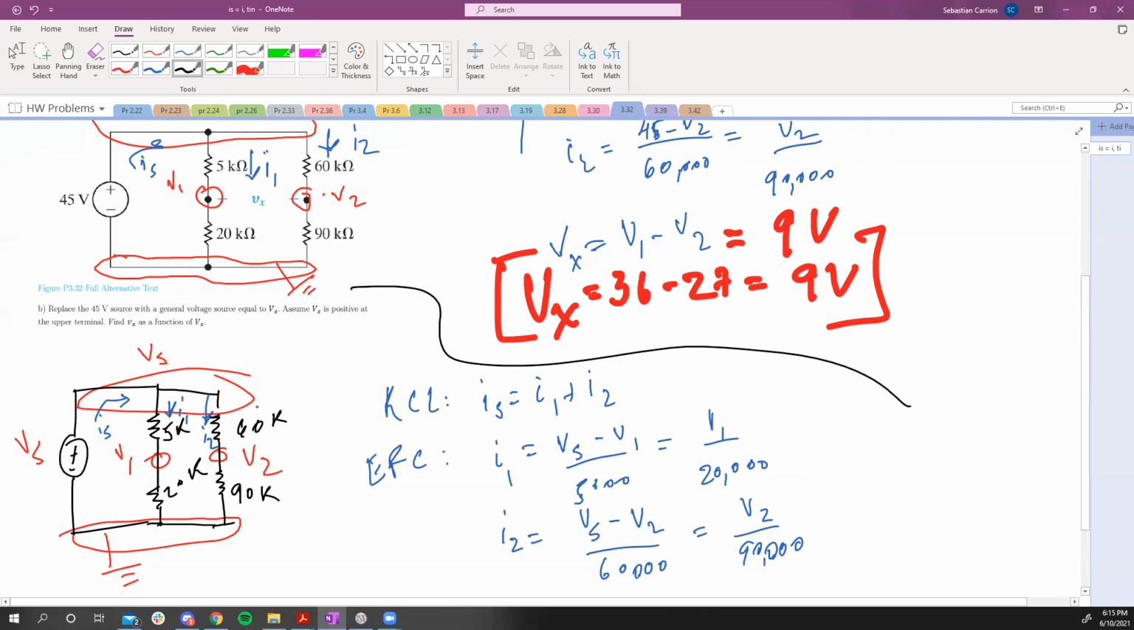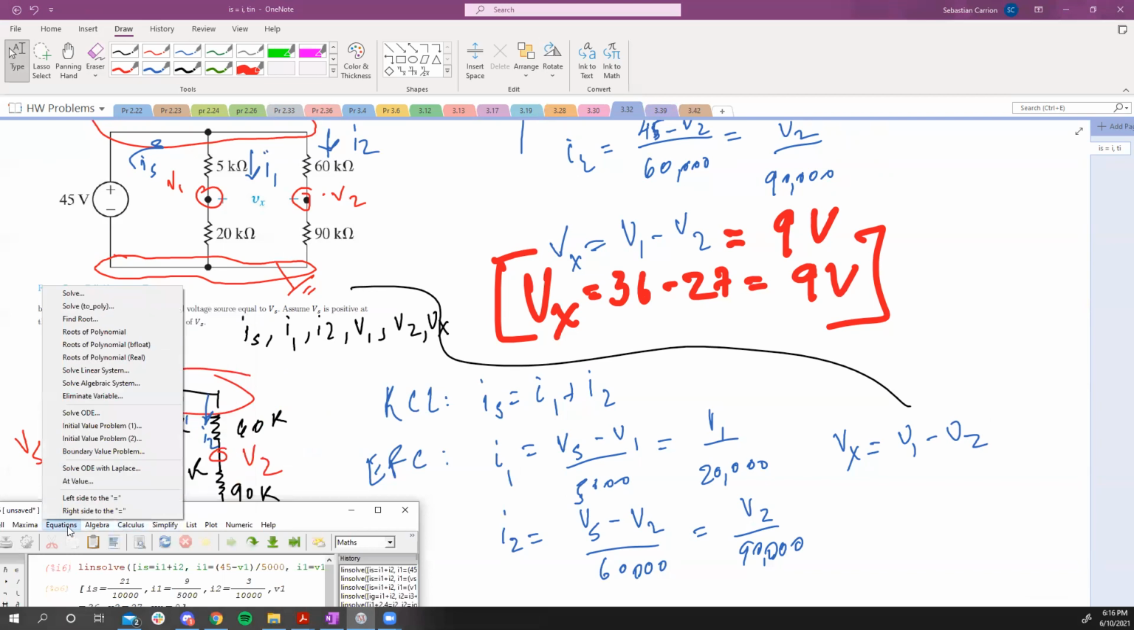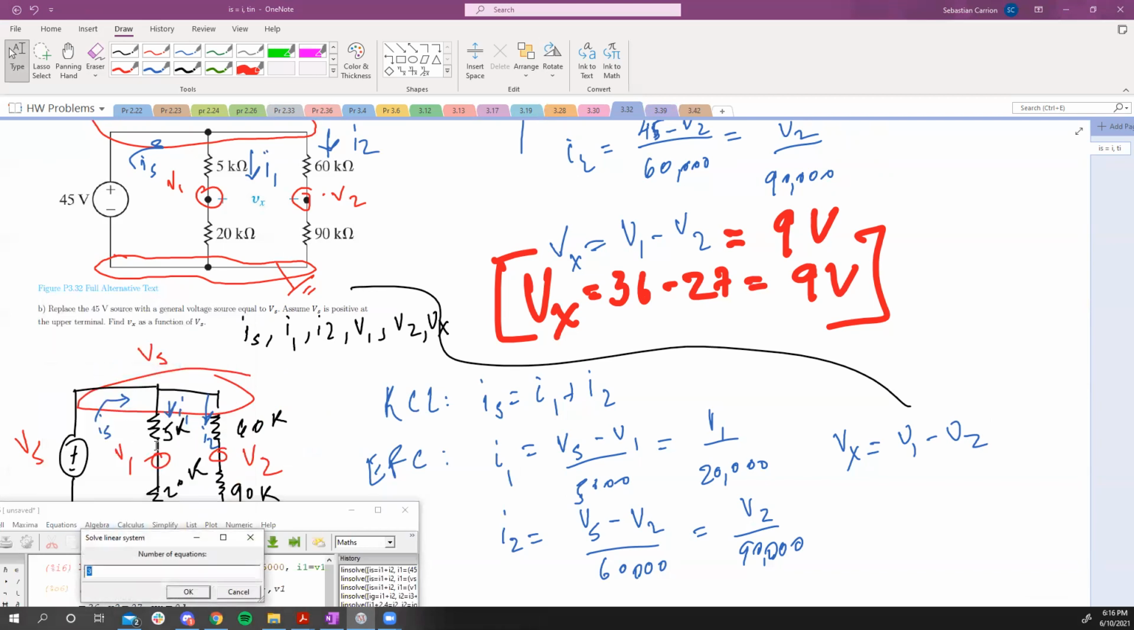And our missing variables are IS, I1, I2, V1, V2, and then Vx. Oh yeah, and I forgot to include the equation for Vx. So Vx is V1 minus V2 again. So let's plug this into Maxima. So 6 equations, yeah.